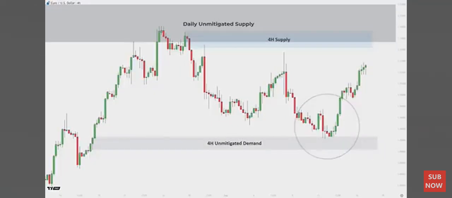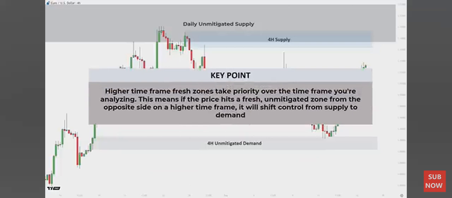Always remember that higher time frame fresh zones take priority over the time frame you're analyzing. This means, if the price hits a fresh, unmitigated zone from the opposite side on a higher time frame, it will shift control from supply to demand, or vice versa.